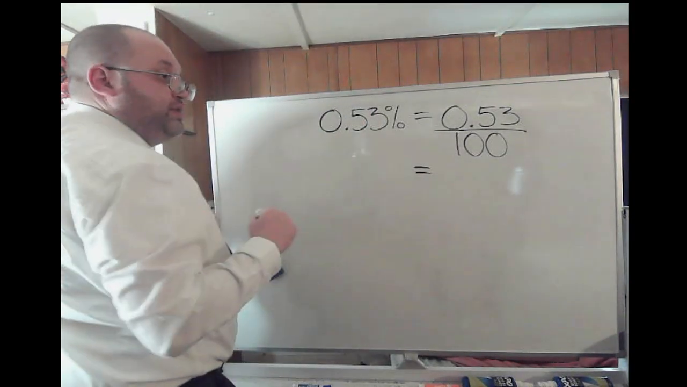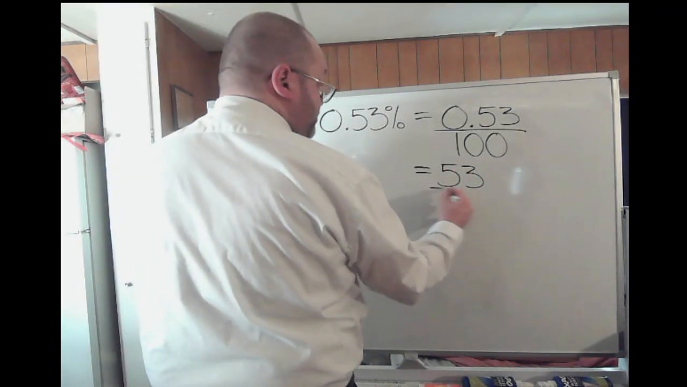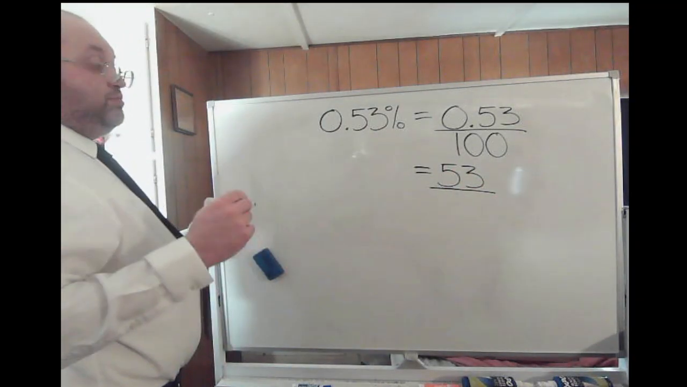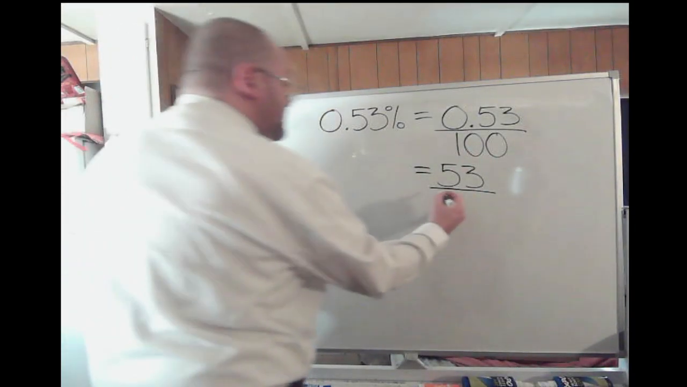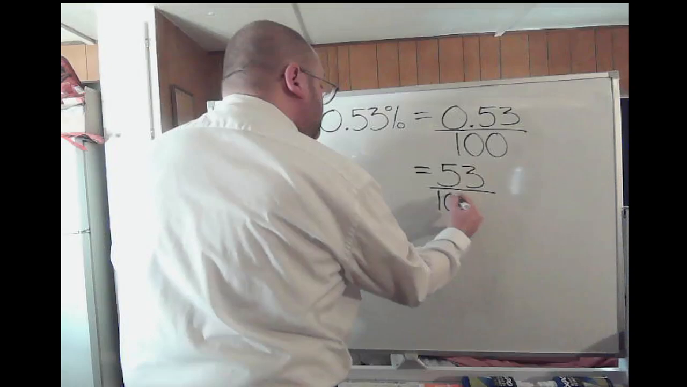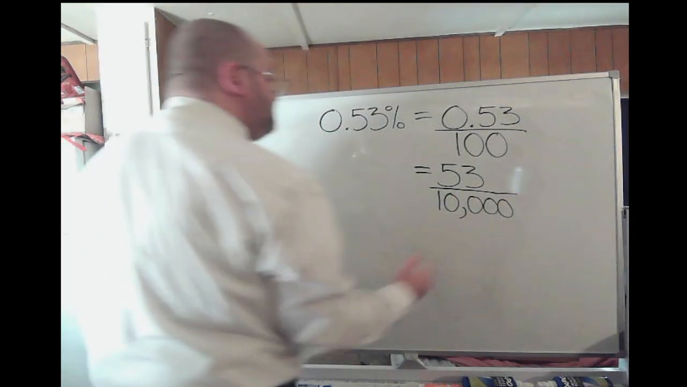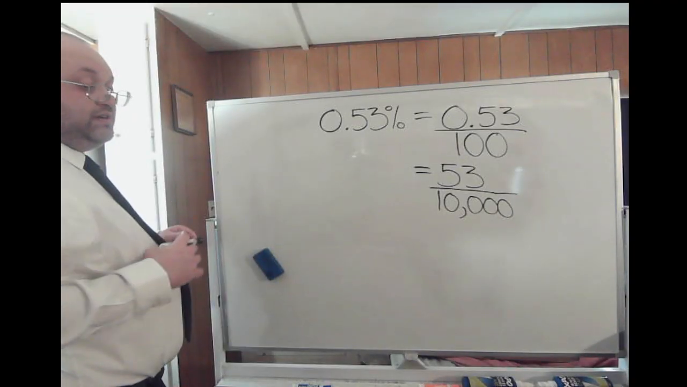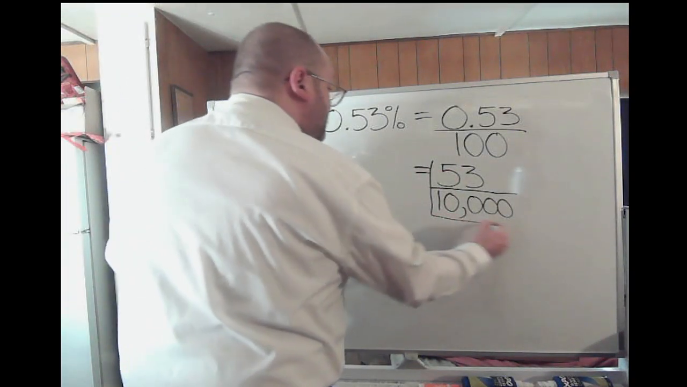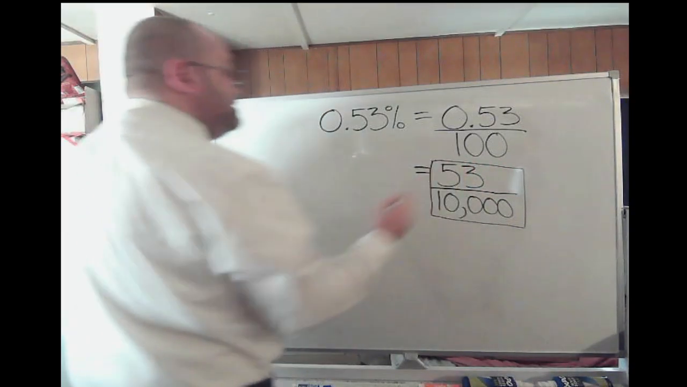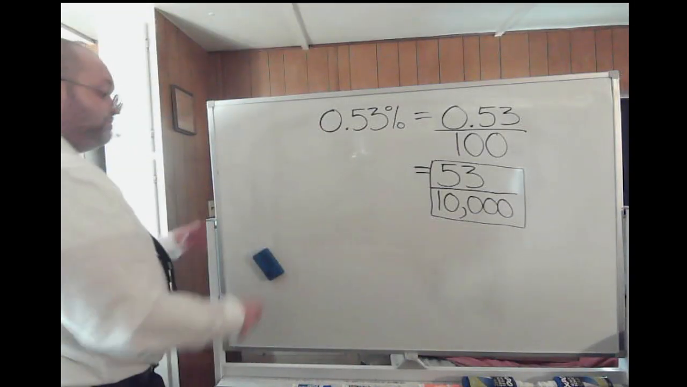So 0.53 times 100, well, that's going to be 53. But, of course, what you do to the numerator, you must do to the denominator. So 100 times 100, that's going to be 10,000. Well, 53 and 10,000 have no common factors that would reduce any further, so the fractional answer you would get in this case is going to be 53 out of 10,000, or 53 ten-thousandths.